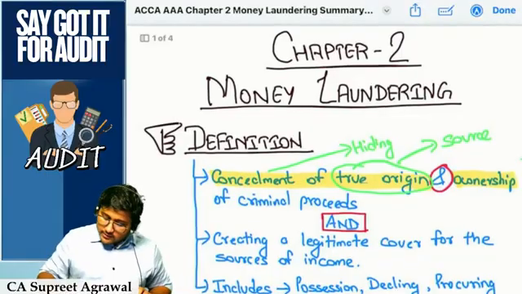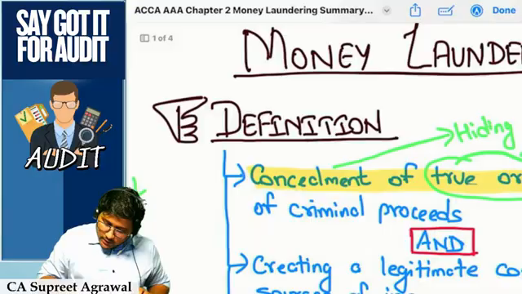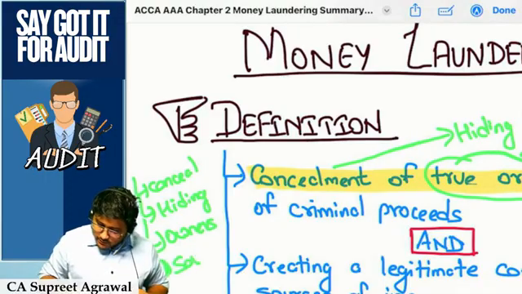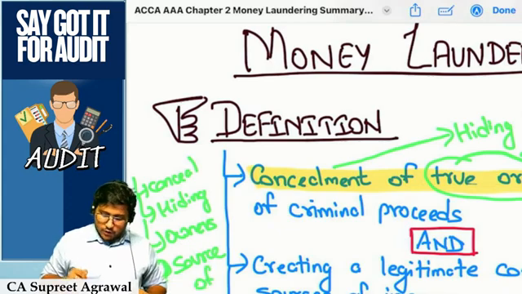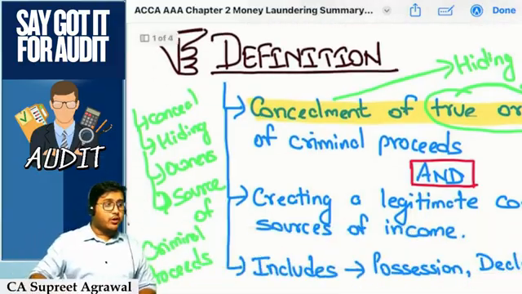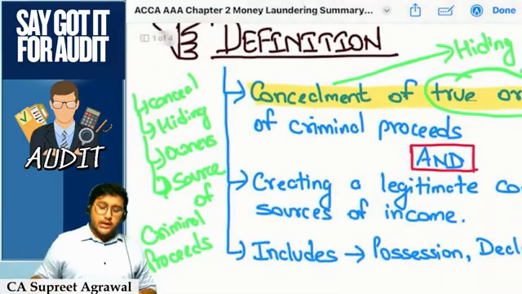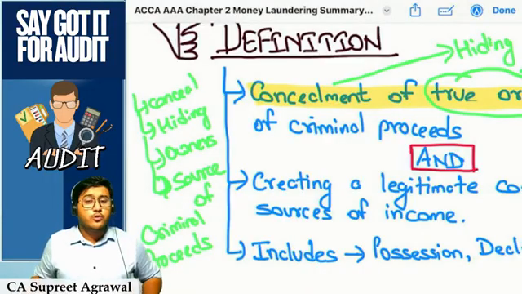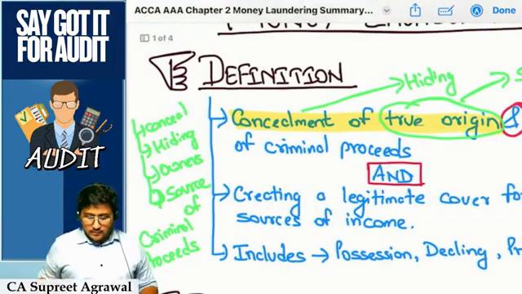So there might be certain conditions that we should note down. It could either be a concealment, or hiding, of ownership, or origin, which is source, of what? Criminal proceeds, not everything. If you try to conceal or hide the true origin, which is the source, or ownership of the criminal proceeds, then that is covered under money laundering.